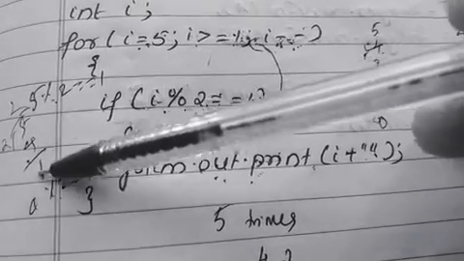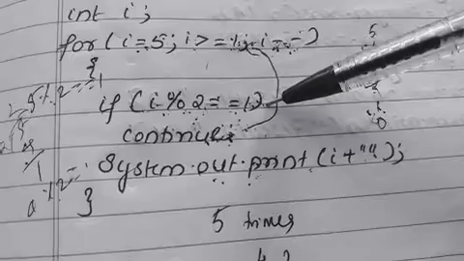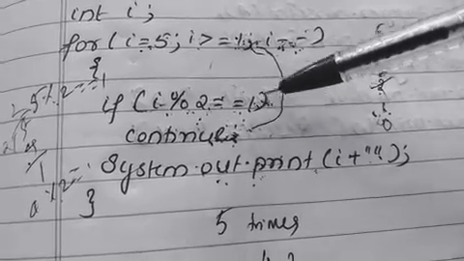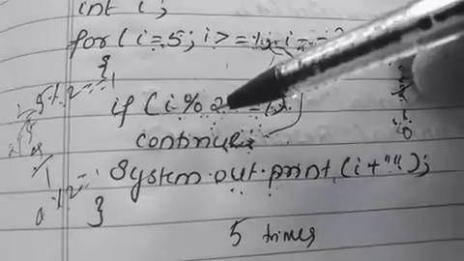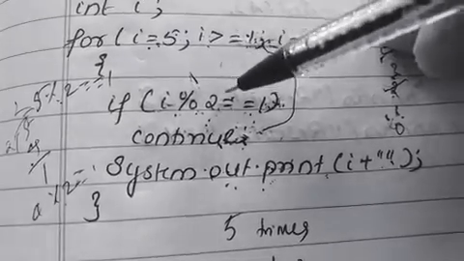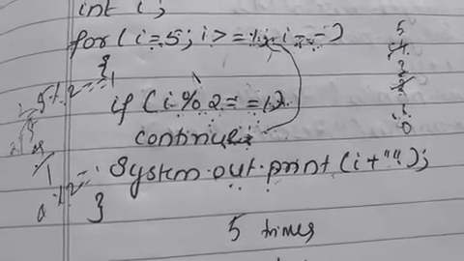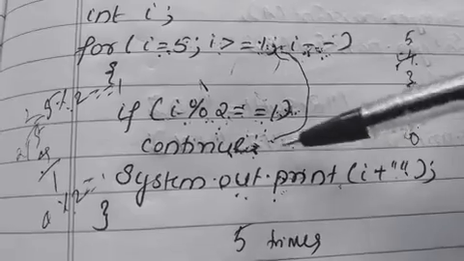So the remainder over here is 1. So 1 equal to 1. Since the condition is true, the result of I mod 2 is 1. 1 equal to 1, like that we are getting. So since 1 equal to 1, what is the next line?